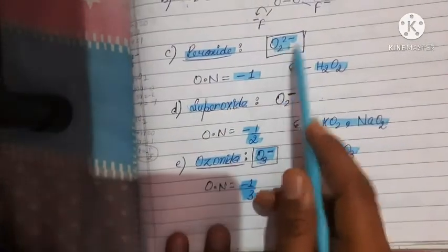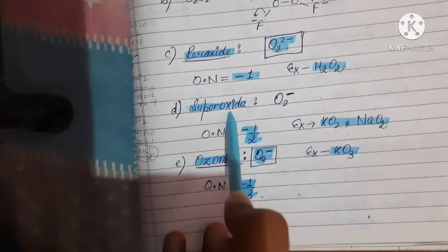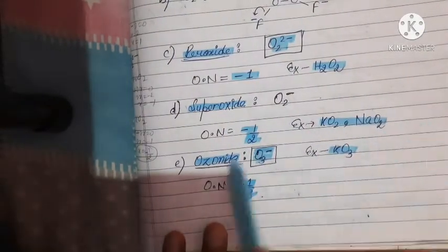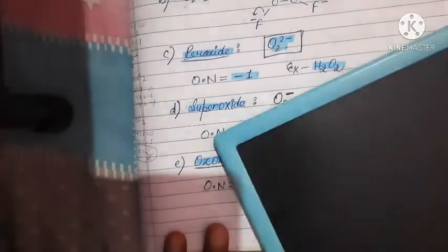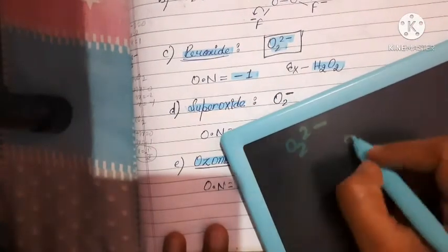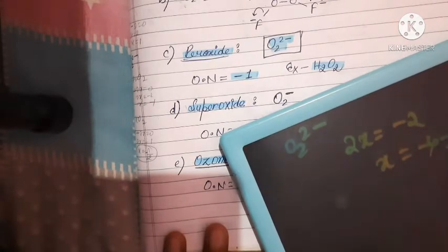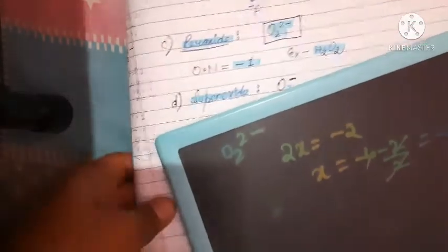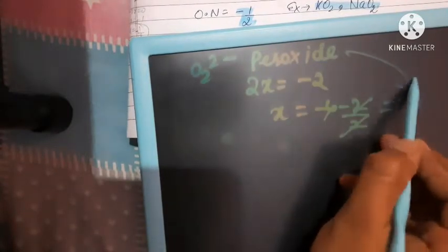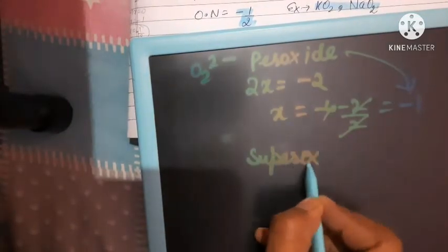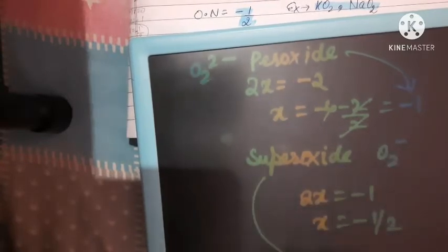Now peroxide, O2 2 minus. Oxidation number of oxygen in it is minus 1, like peroxide, hydrogen peroxide. In superoxide it contains oxidation number of minus half, KO2, NaO2. Ozonide O3 minus, KO3, minus 1 by 3. Okay, I can explain it a little bit like this. O2 2 minus, so 2x equals minus 2, so x equals minus 2 by 2, minus 1. In case of peroxide it contains minus 1, and in case of superoxide it is O2 minus, so 2x equals minus 1, so x equals minus 1 by 2, superoxide minus half.